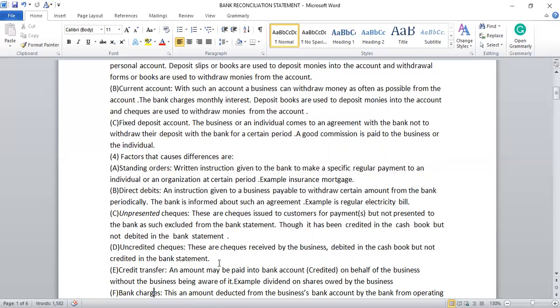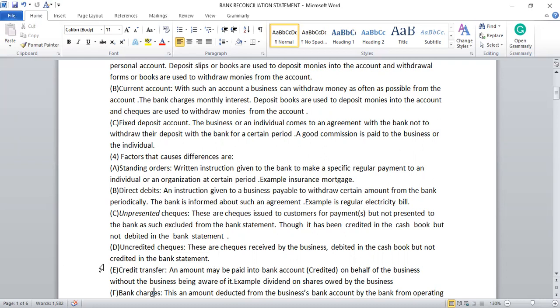So somebody that the business is owing will give a check to the business. The accountant will debit it in the cash book. So it's supposed to be credited in the bank. But maybe it will delay, so that by the time the bank statement comes, the bank has not received the amount, so it will not appear in the bank statement. It will not be credited. You see that as uncredited checks.